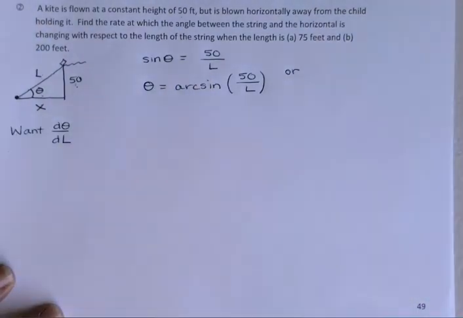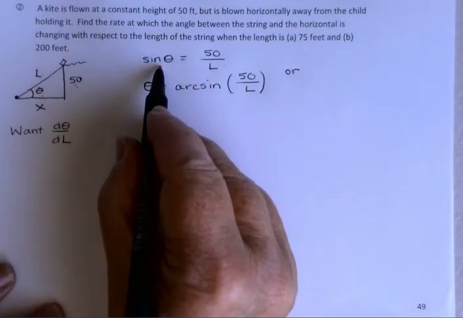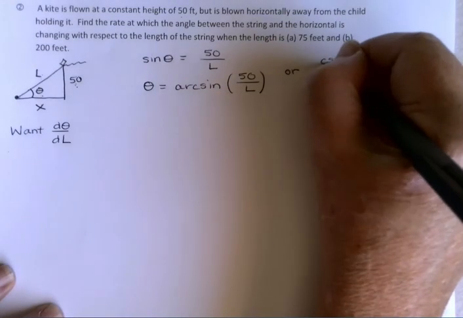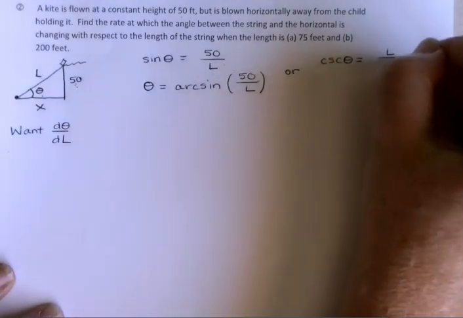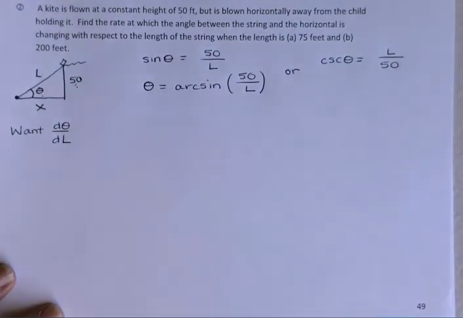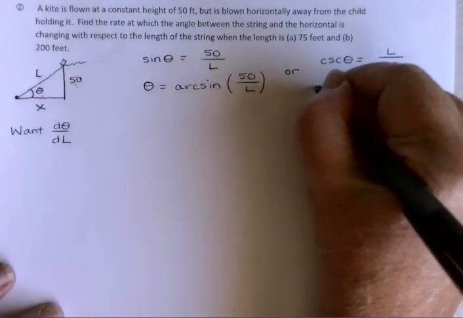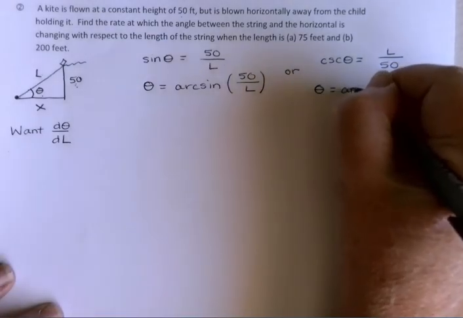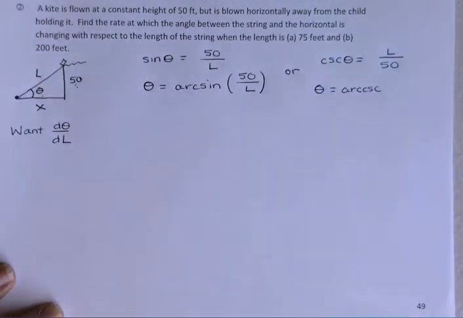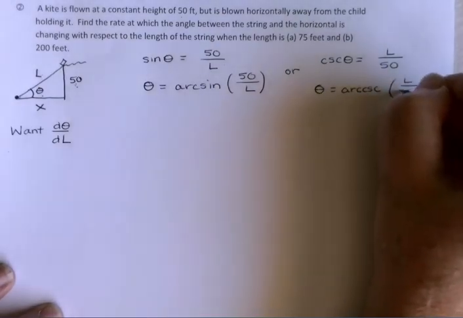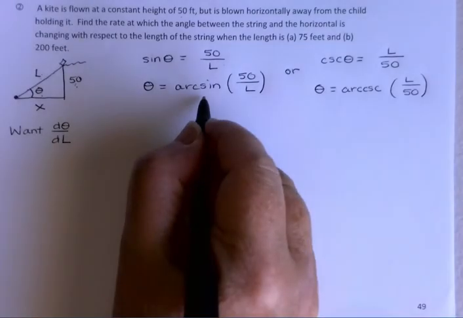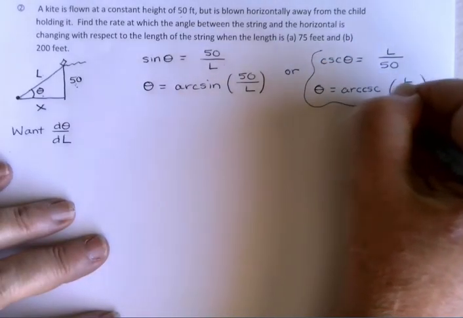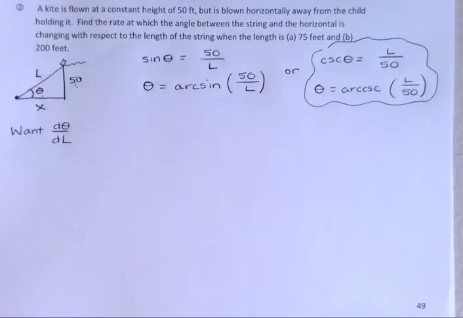If I don't want that L in the denominator, I could just change this and say, well, instead of sine theta, what if I used cosecant theta? Then L would be on top, and 50 would be on the bottom. I would then have theta equals the arc cosecant of L over 50. It's just a nice little algebra saving move that I really recommend. So although this is correct, I'm actually going to use this one because I think it's going to save me some work.